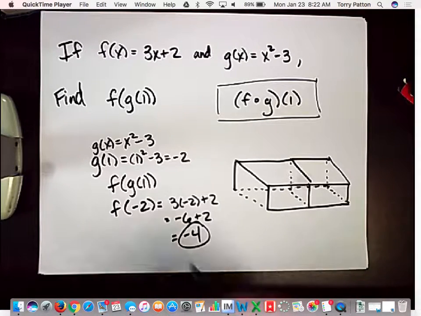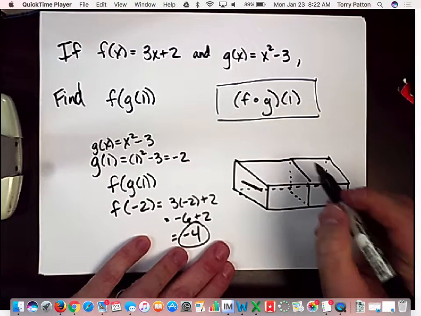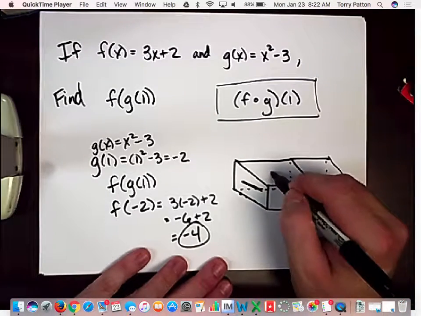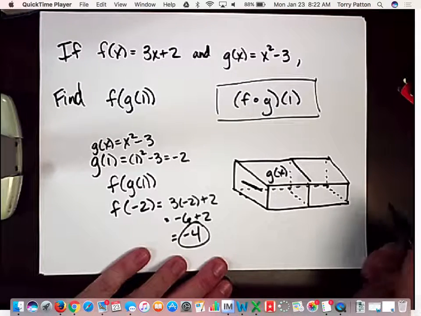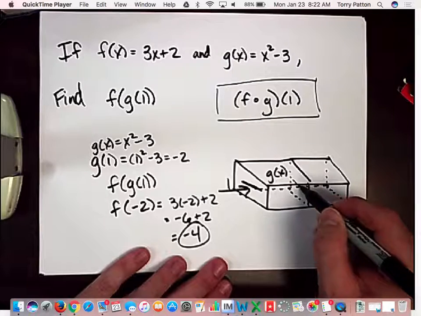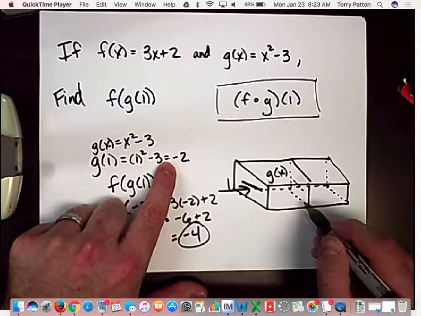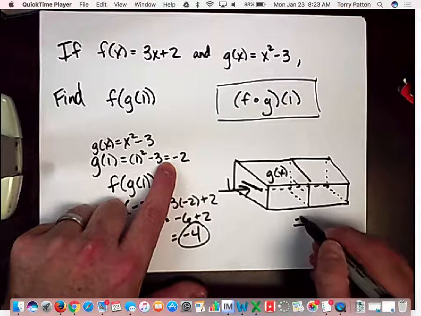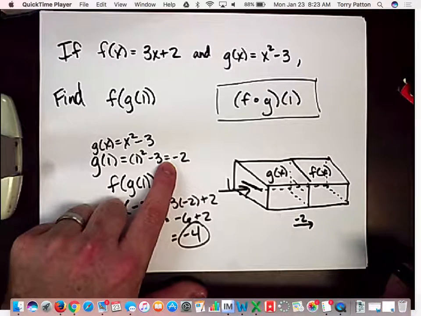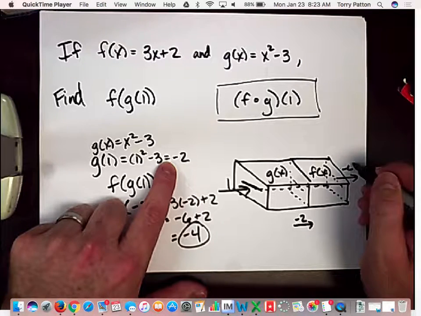Okay, so what's going on here is, if this is the input, what function is this box? g. Okay, and what got input to that was 1. Well, what came out the other side? Negative 2, right? So in that little box, you have a negative 2 that comes out. Negative 2 is now the input into f of x, and the final output was negative 4.